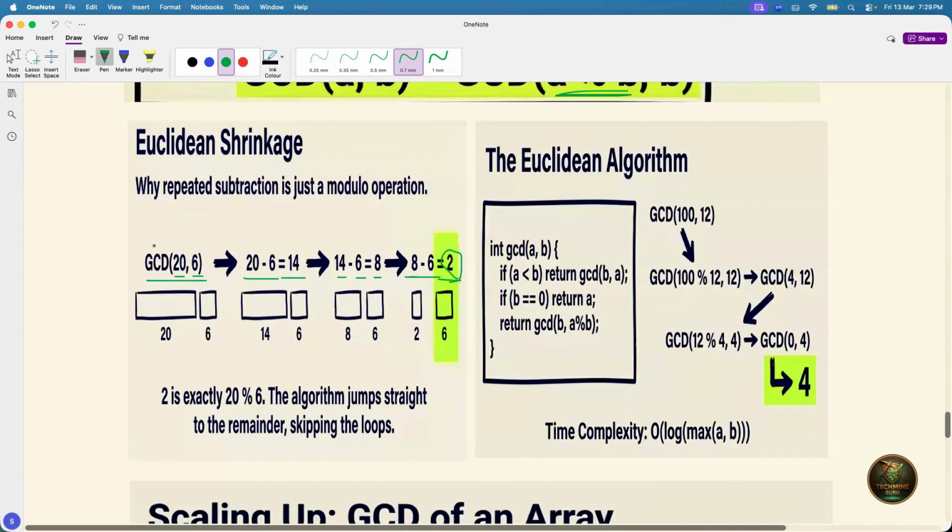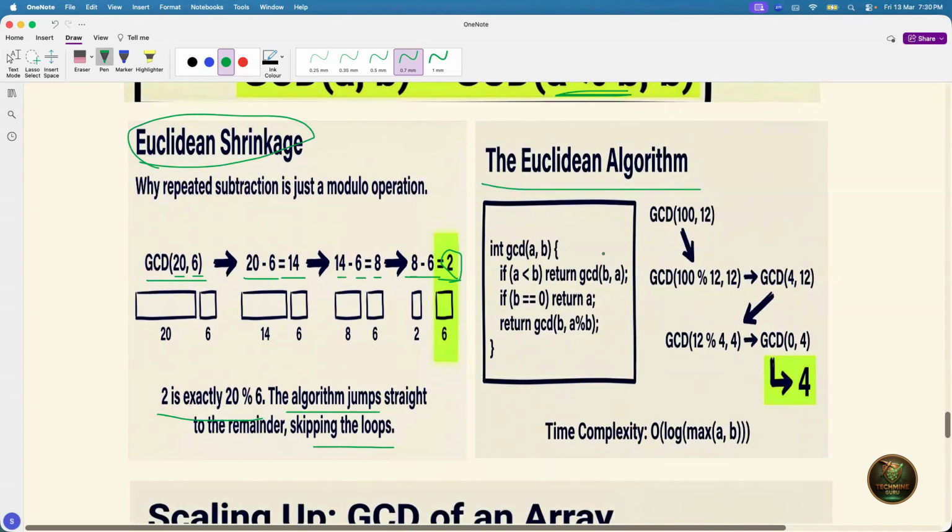And also, if you compute it by counting the number of factors, there also you will get 2, which is exactly 20 mod 6. So this algorithm jumps straight to the remainder, skipping all the loop. This technique is called Euclidean shrinkage. On this extension, there is the Euclidean algorithm also.